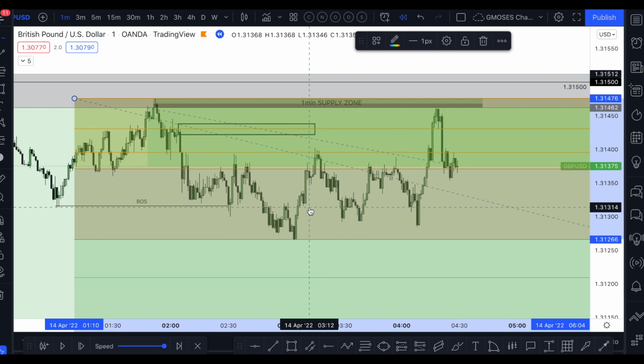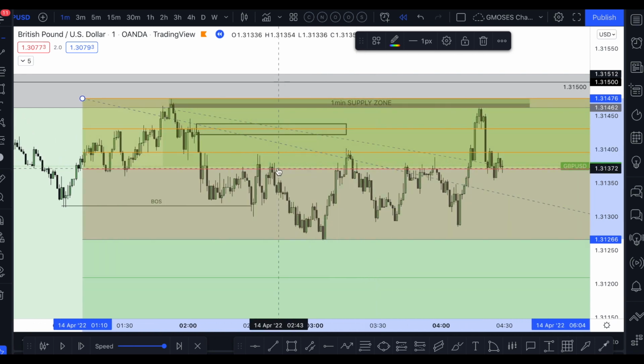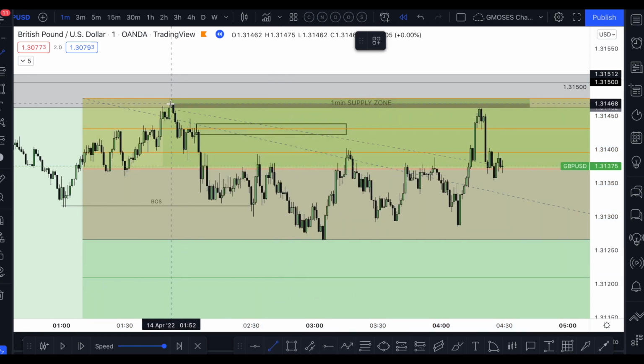Now, some of you might ask, why didn't I take this entry here? Because if you look here, we want to make sure we follow our rules. When we got this break of structure, we're in a down structure now. Low, lower high, lower low, lower high, lower low, break of structure here.